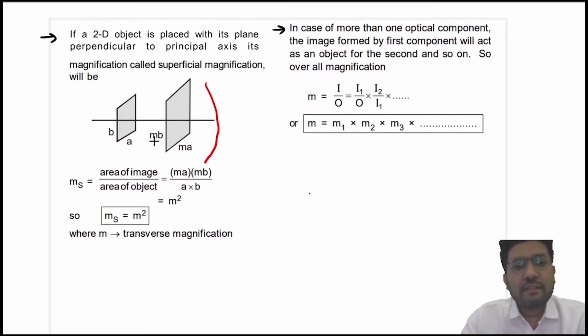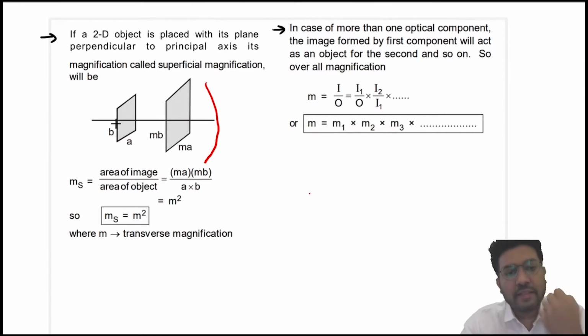So the new area will become m square ab. Initial area is ab. That means the superficial magnification will be m square ab divided by ab, that is m square, right? Where m is the lateral or the transverse magnification. So sometimes if they ask you what is the superficial magnification, then you will say it is equal to m square. Okay, we have derived it for a square, but this is valid for any shape. Okay, the answer will be m square.